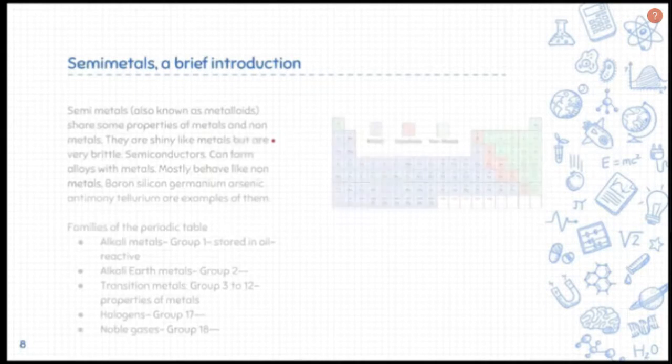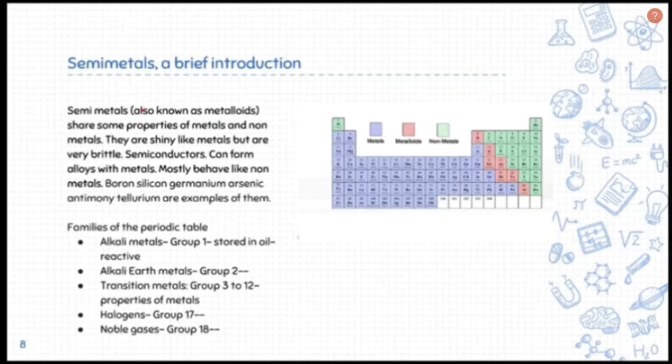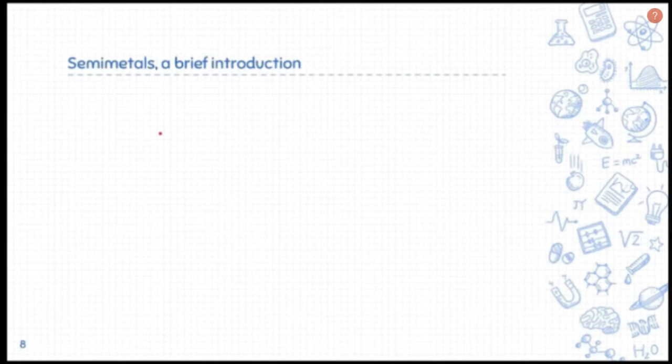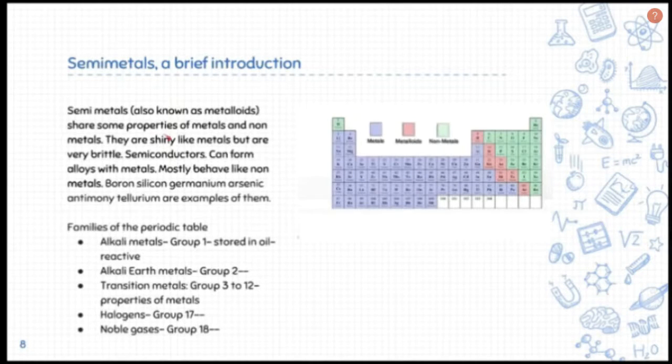Semi-metals, a brief introduction. Semi-metals are also known as metalloids. They share some properties of metals and non-metals. They're shiny like metals but are very brittle. They are also semiconductors, which is why they're used in phones. They can form alloys with metals. They mostly behave like nonmetals, and boron, silicon, germanium, arsenic, antimony, tellurium are just some examples of them.